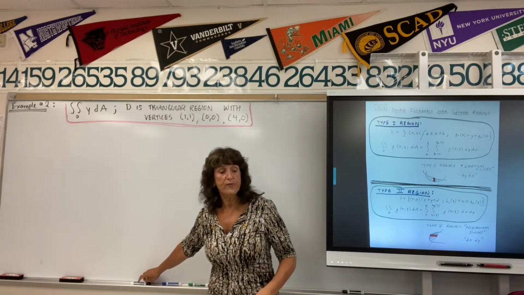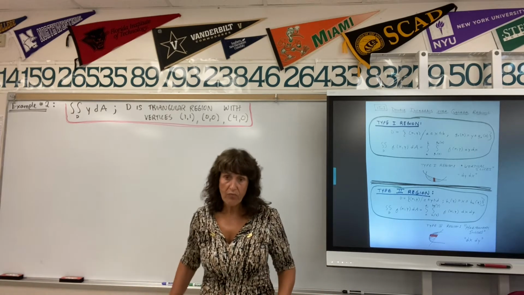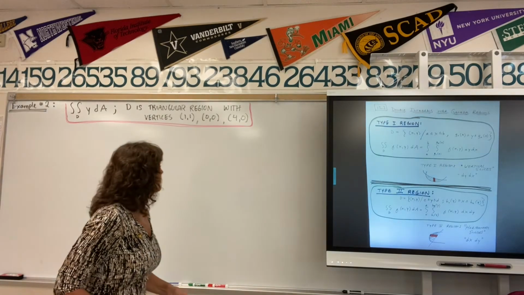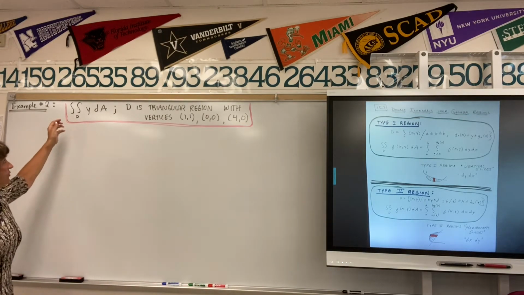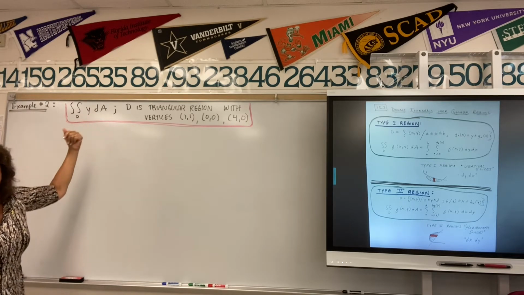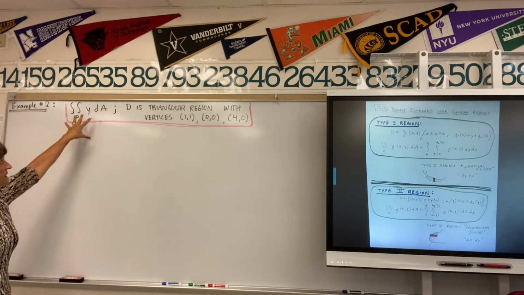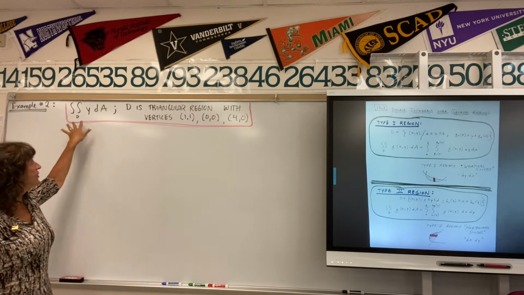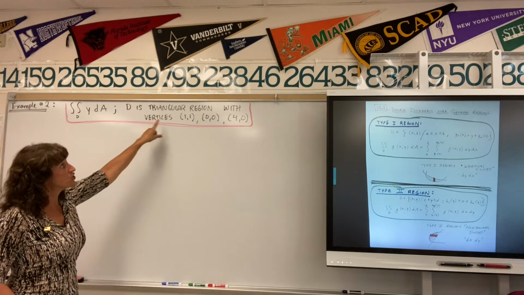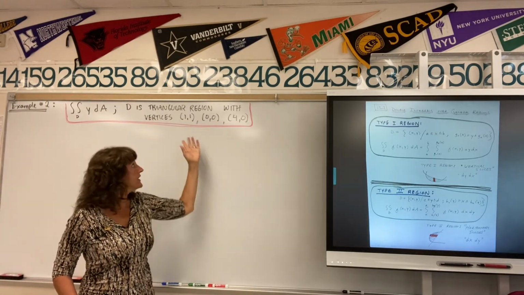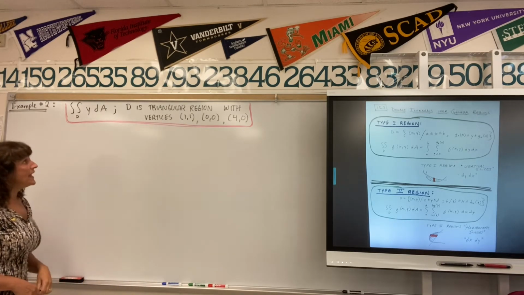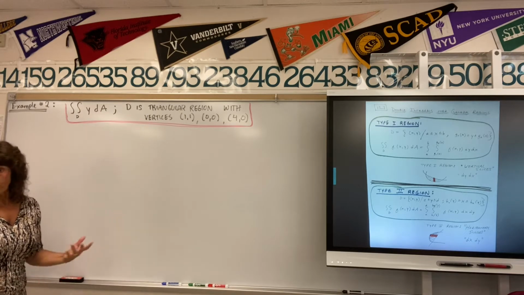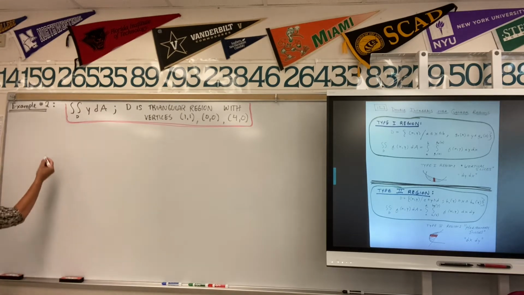So we're going to move on to example 2. Example 2 is written here on the board. We want the double integral over our bounded region D of y dA. This is our integrand, where your boundary is going to be a triangle, and the vertices of the triangle are given. So let's draw the boundary and set up type 1 first.